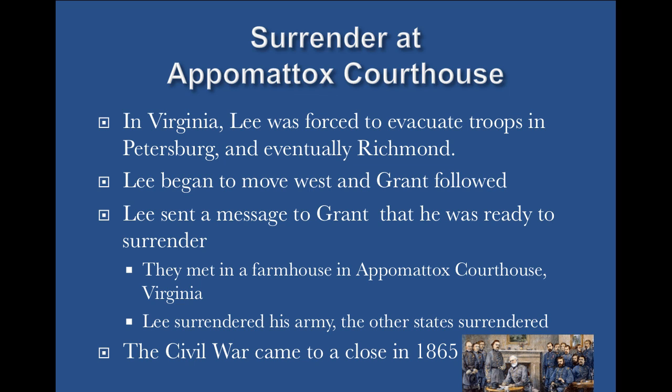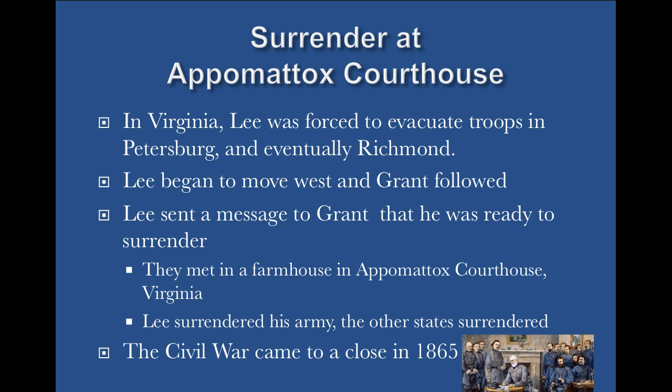The final event of the Civil War was in Virginia, after Sherman goes through the Carolinas and Georgia and completely destroys everything in his path. In Virginia, Ulysses S. Grant is laying siege on the Confederate troops. He's closing in further and further, and Lee is forced to evacuate troops in Petersburg, and eventually forced to evacuate troops in Richmond.